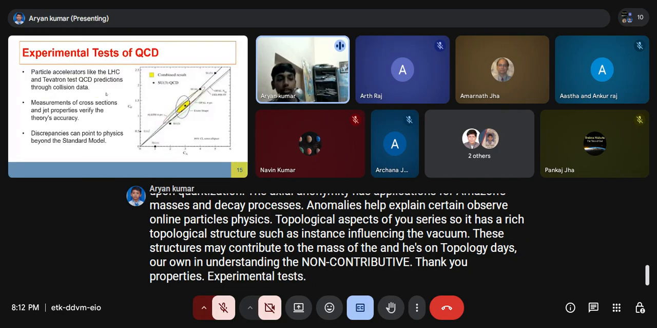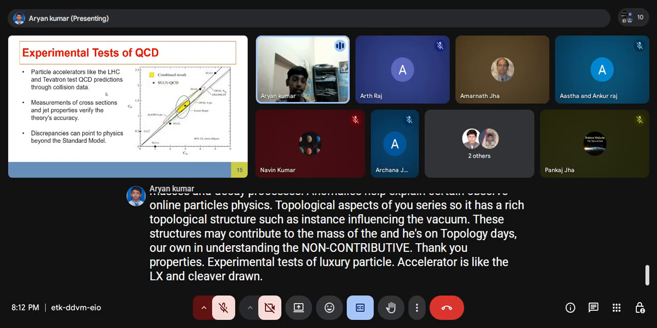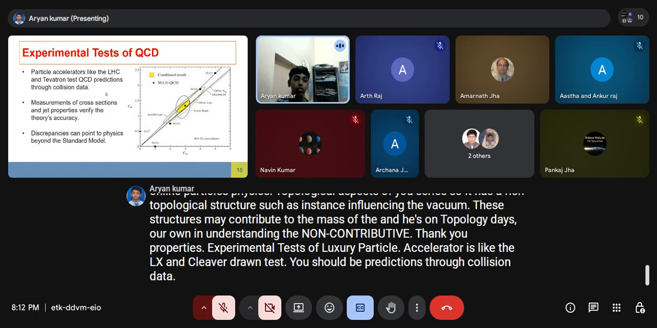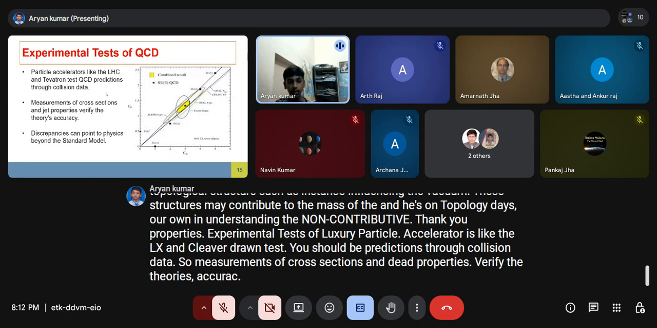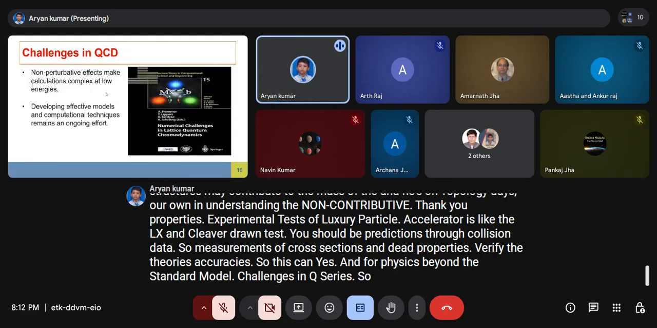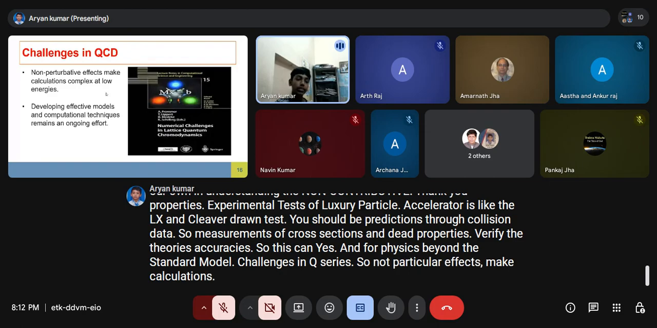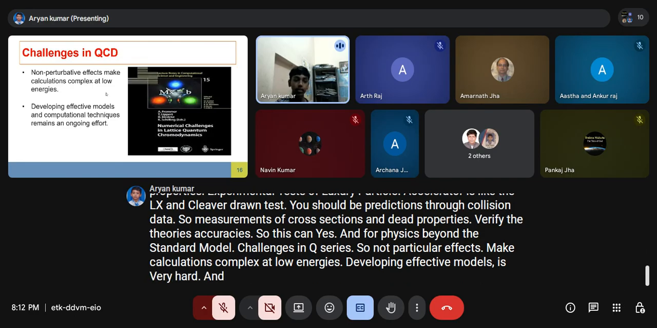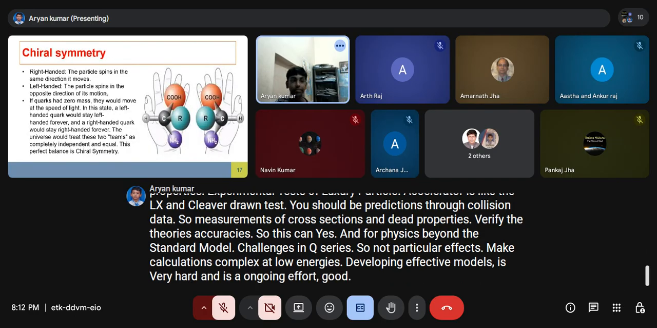Experimental tests of QCD. Particle accelerators like the LHC and Tevatron test QCD predictions through collision data. Measurements of cross sections and jet properties verify the theory's accuracy. Discrepancies can point to physics beyond the Standard Model. Challenges in QCD: non-perturbative effects make calculations complex at low energies. Developing effective models is very hard, and there is an ongoing effort.